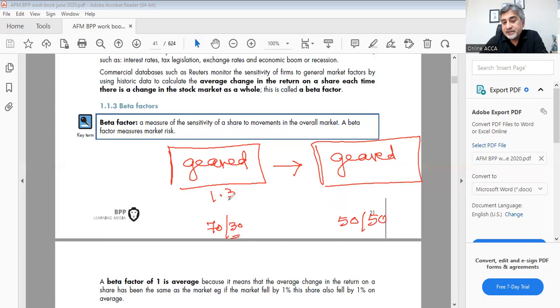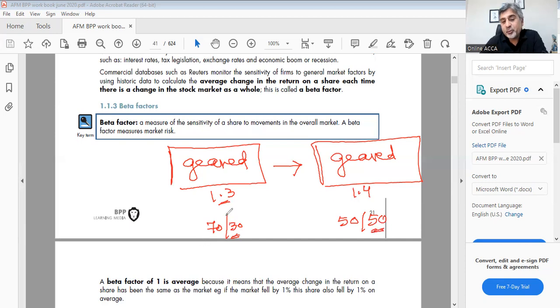They both have debt. This is a geared beta. It has a debt. This is going to be a geared beta. Do you think here the beta value would be more or less? It would be more. It should be more, something like 1.4, because it has more debt.